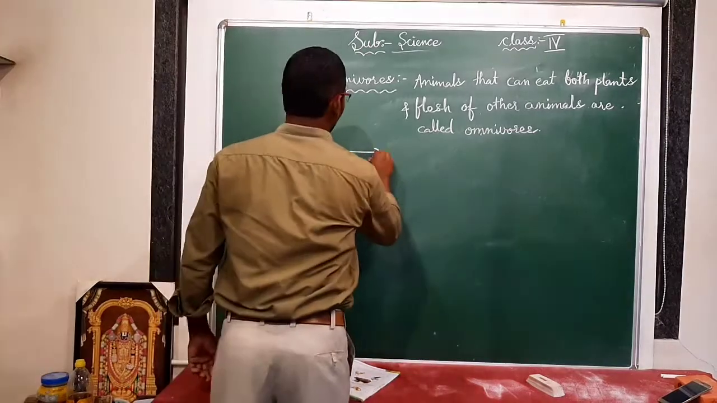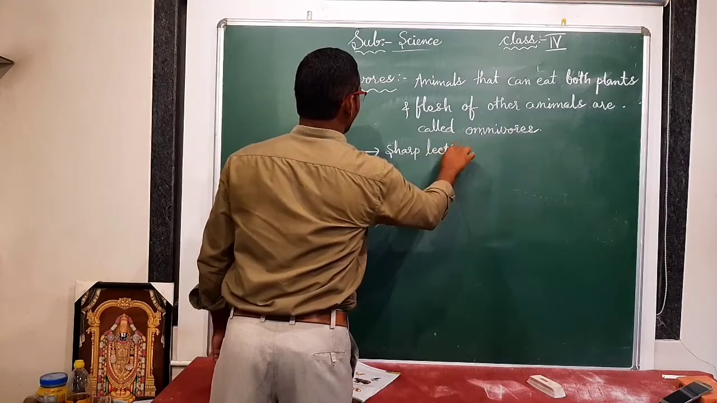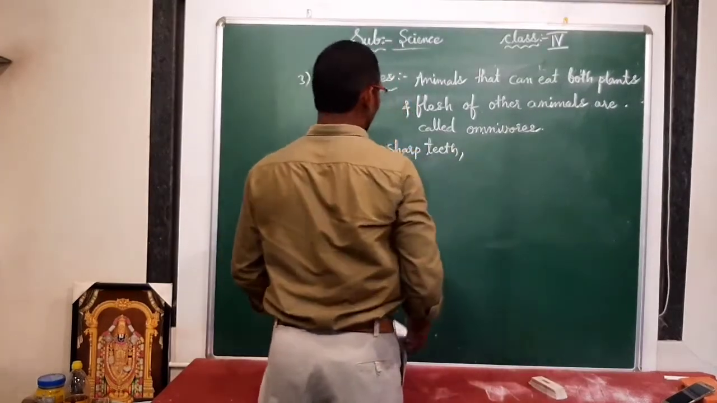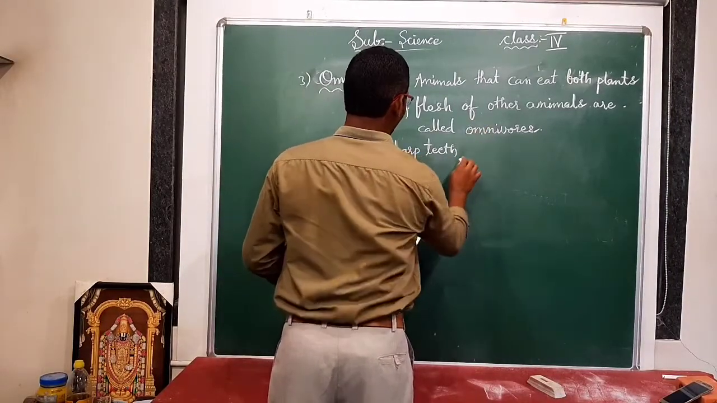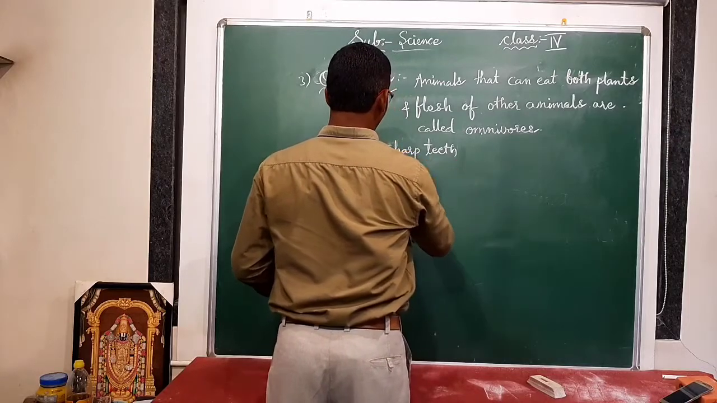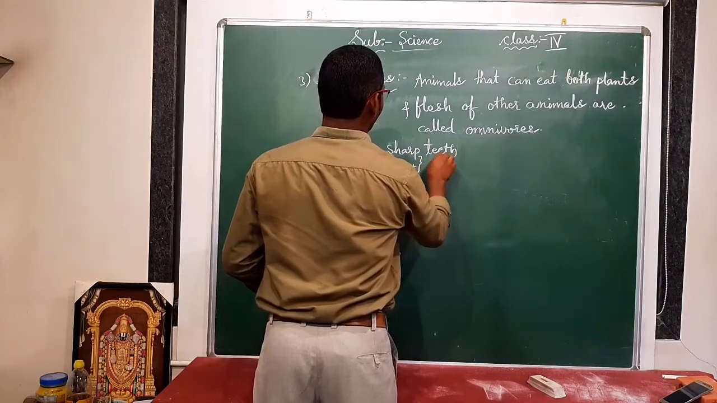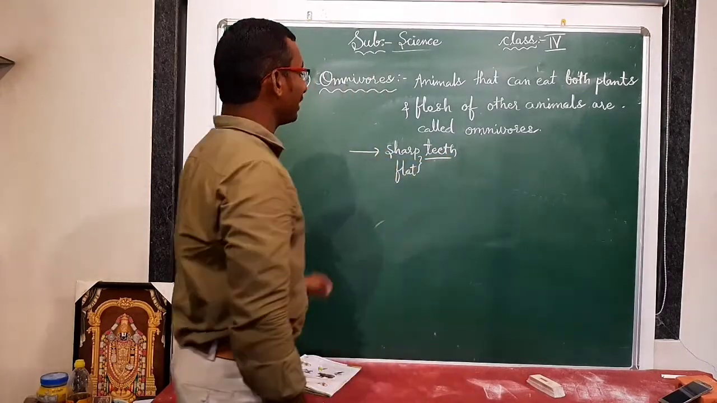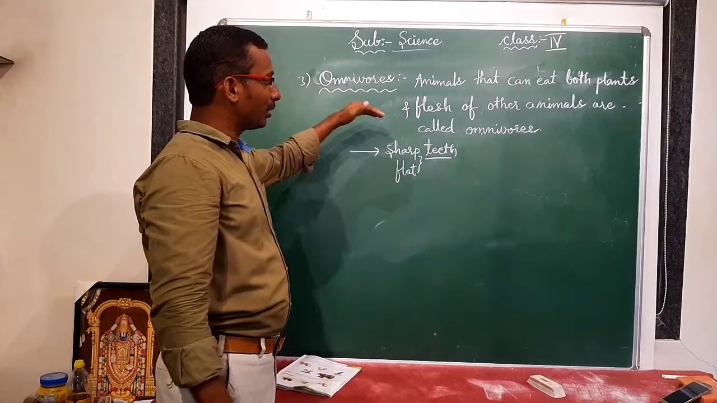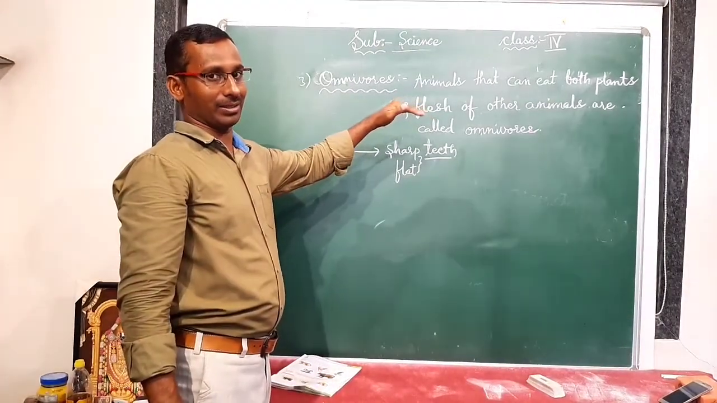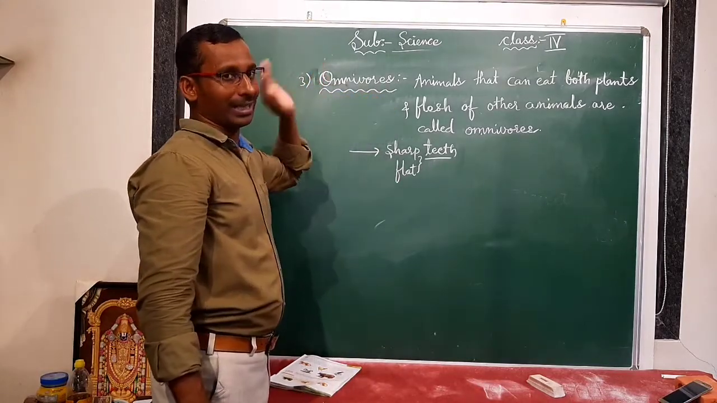So these animals have both sharp and flat teeth. Both types of teeth are there in them. That is why they can eat sometimes plants and sometimes flesh of other animals. Is it clear? So that is why we are calling them omnivores or omnivorous animals.